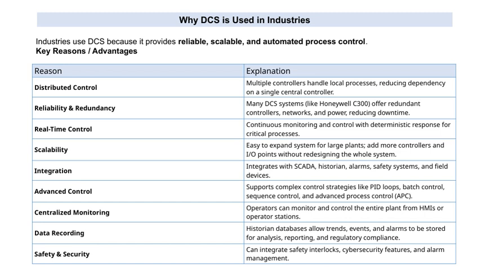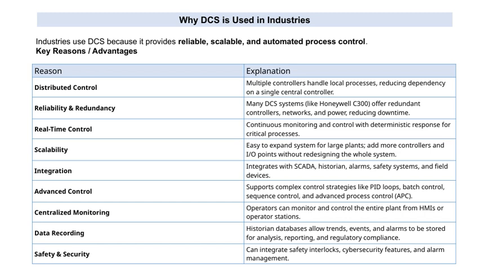Supporting advanced control strategies is another reason for its popularity. DCS handles complex control algorithms like PID loops, batch and sequence control, and even advanced process control techniques, which optimize plant performance. Centralized monitoring allows operators to oversee and control the entire plant from human-machine interfaces or operator stations, making plant management more efficient. Data recording is equally important. Historian databases store trends, events, and alarms, which helps with analysis, reporting, and meeting regulatory requirements.